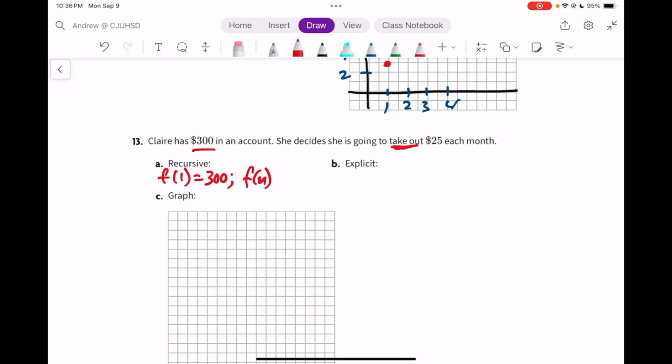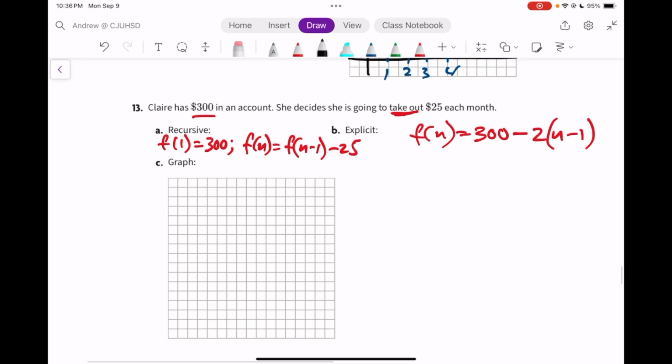What do I do to the previous? Well, you take out 25. You subtract 25 from the previous. So explicitly, I'm going to start at 300 and take out 25 every time, except the first month, because I'm starting at 1. Now for my graph.